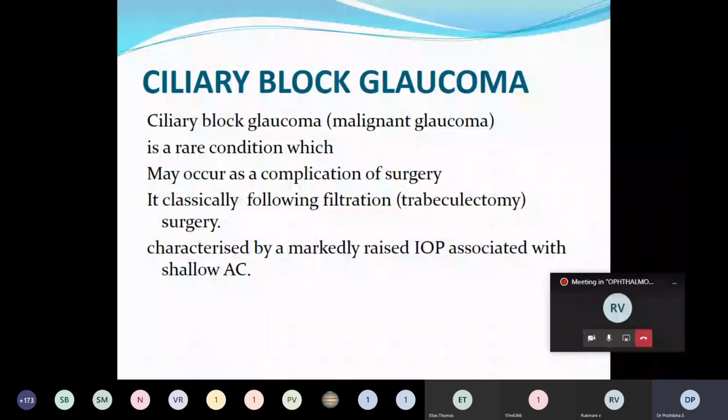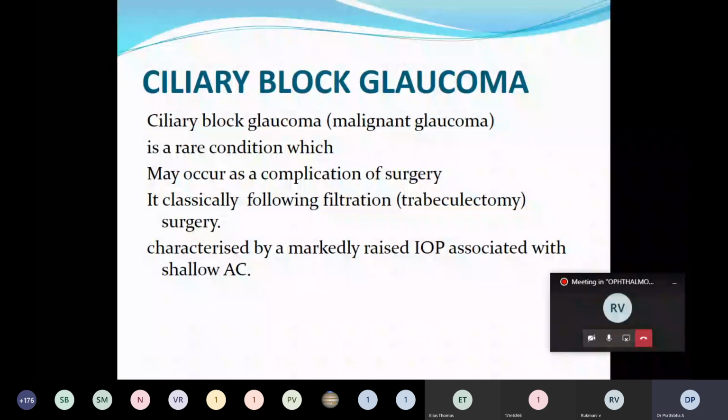Just for a recap, if anybody asks secondary glaucoma as a short note, you just have to know: raised IOP, the glaucoma caused by any ocular or systemic disease, is secondary glaucoma. And again, it is divided into open angle glaucoma and angle closure glaucoma.